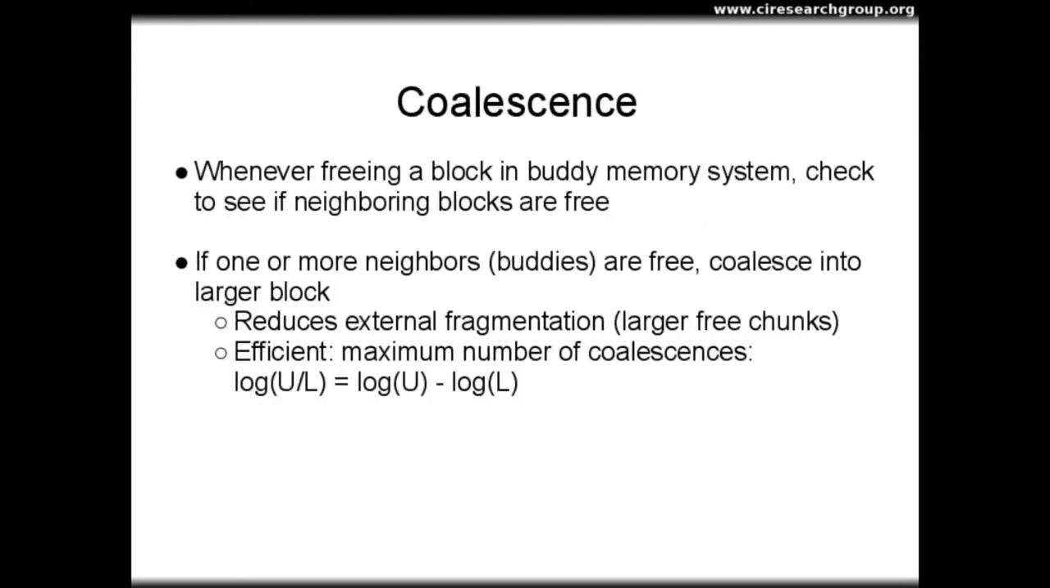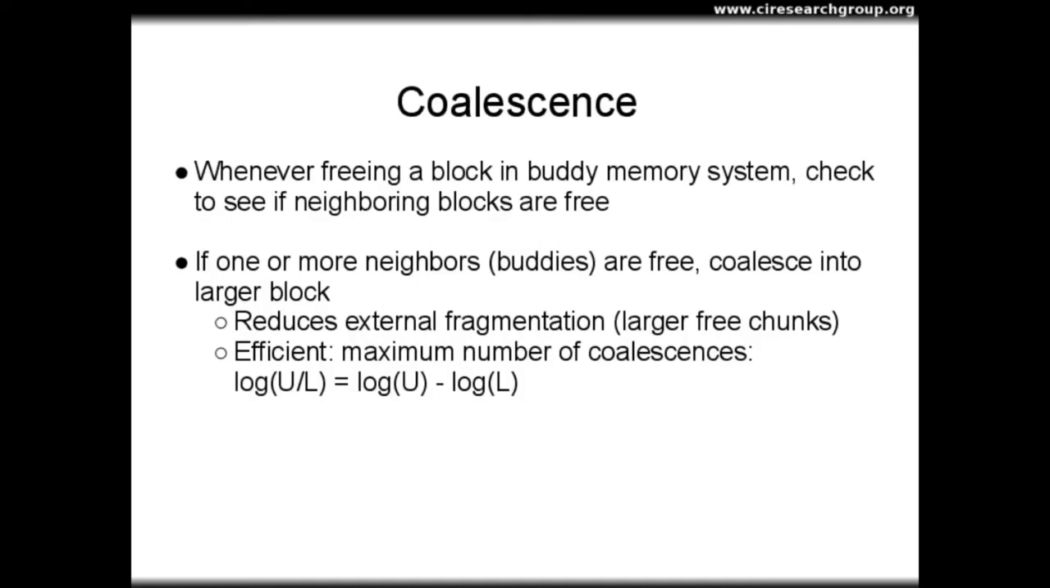In addition to the block size limits, the buddy system also uses a technique called coalescence. Whenever a process frees a block, the kernel checks to see if either neighboring block is free also. If one or more neighbors, or buddy blocks, are free, the block is coalesced into a larger block, reducing external fragmentation. The coalescence algorithm is efficient, since the maximum number of coalescence operations that must be performed is equal to the base 2 logarithm of U divided by L. By properties of logarithms, this value is equivalent to the base 2 log of U minus the base 2 log of L.